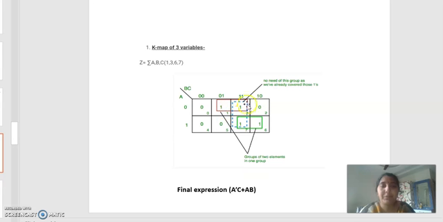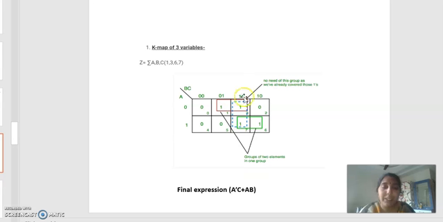While writing the expression for these groups, you have to consider the values of A, B, C. And while writing the expression, you should take only the common variables. So for this 1, 1 pair, the A value is common and its value is 0. So whenever the A value is 0 for this particular pair, you should write down A bar. If the A value is 1 for this pair, you should write down A. So for this combination, the A value is 0, so you should write down A dash.